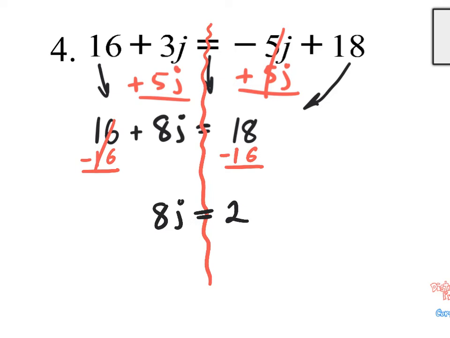Now, how do I get rid of 8 times j? How do I get rid of this multiplication of 8 in front of the j? Well, to get rid of something, you do the opposite. The opposite of multiplying by 8 is to divide by 8. And of course, what you do to one side, you do to the other side. Okay, so the 8's do cancel.